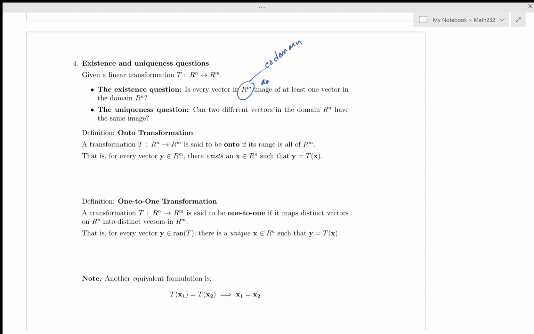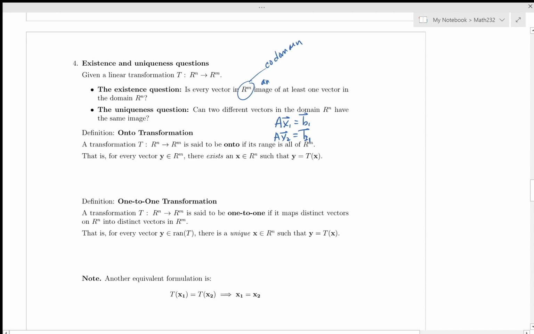The uniqueness question: can two different vectors in the domain have the same image? So that's asking this kind of question. If we have Ax1 equal to b1 and Ax2 equal to b2, and we have that b1 is not, let's see, hang on. Can two different vectors have the same image? Oh, the same image. Let me correct that. So I'm asking this: is it possible to have this?